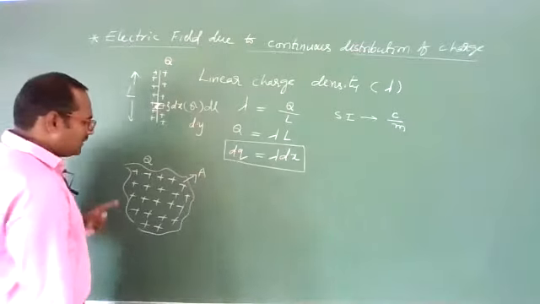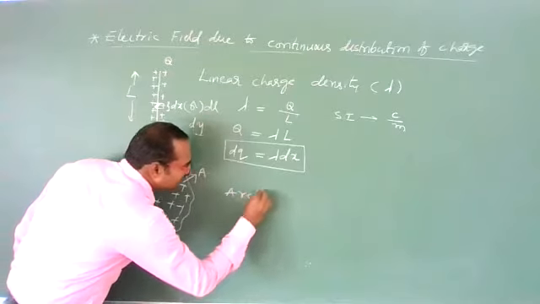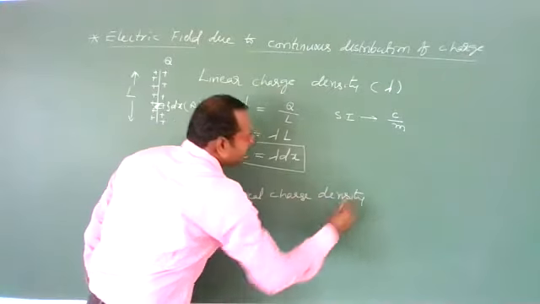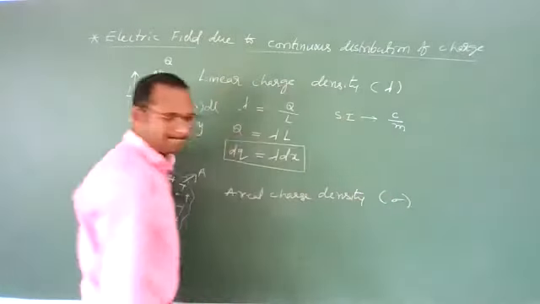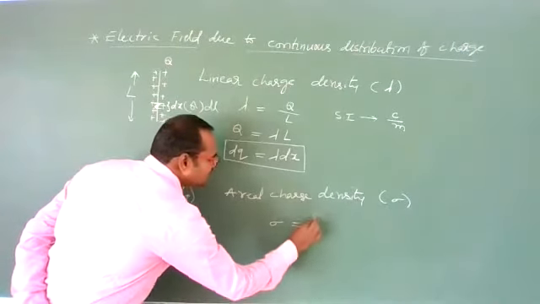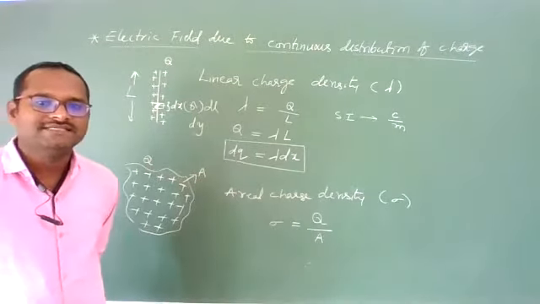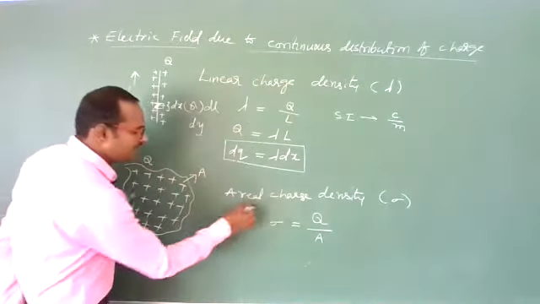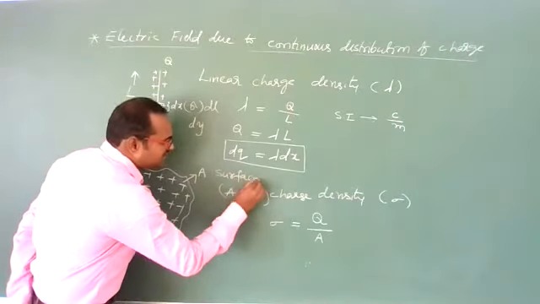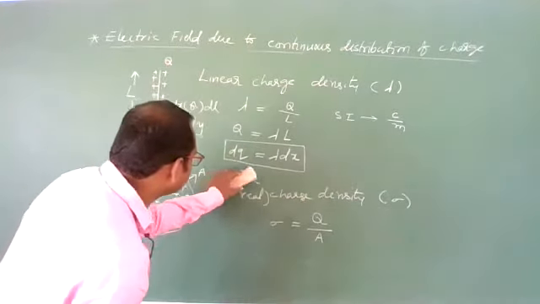Then it will have one quantity that is called areal charge density, and we will represent this with the letter sigma. Clear? And this sigma is defined as charge per unit area. Surface charge density also we can say this. Areal charge density, or you can say surface charge density also. Better I'll write surface charge density only.